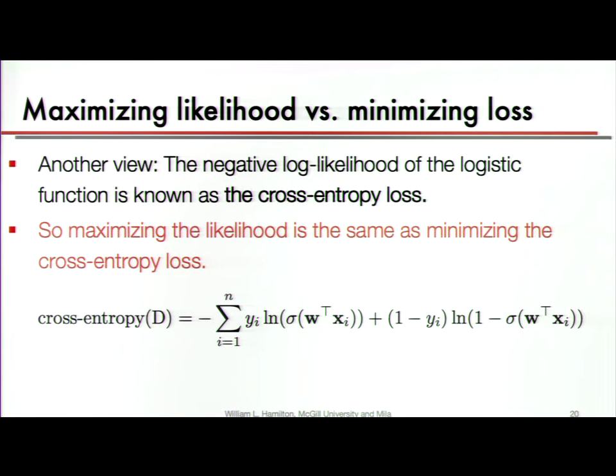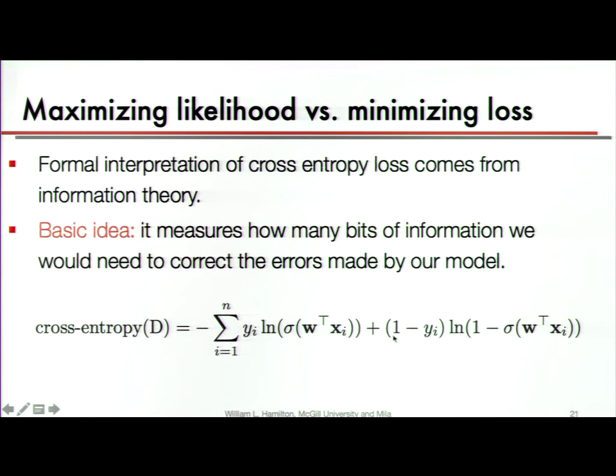And you might ask, where does this cross entropy thing come from? How would anyone ever come up with such a loss function? We won't go into details, but there's a nice formal information theory interpretation of this cross entropy loss. The basic idea is that it measures how many bits of information we need to correct the errors made by our model.